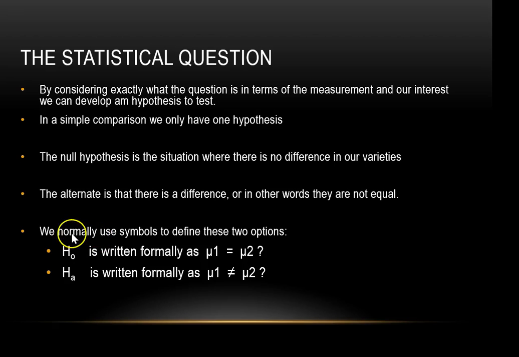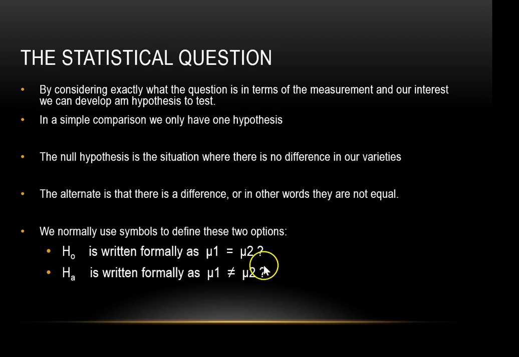And we formally write this. Get used to this notation. We normally use symbols to define these 2 options. H0 is written formally as mu1 is equal to mu2, and this is our null hypothesis, NULL. These are just the population means for our variety A and variety B. And the alternate is written formally as this, not equal to. You can see this symbol here.